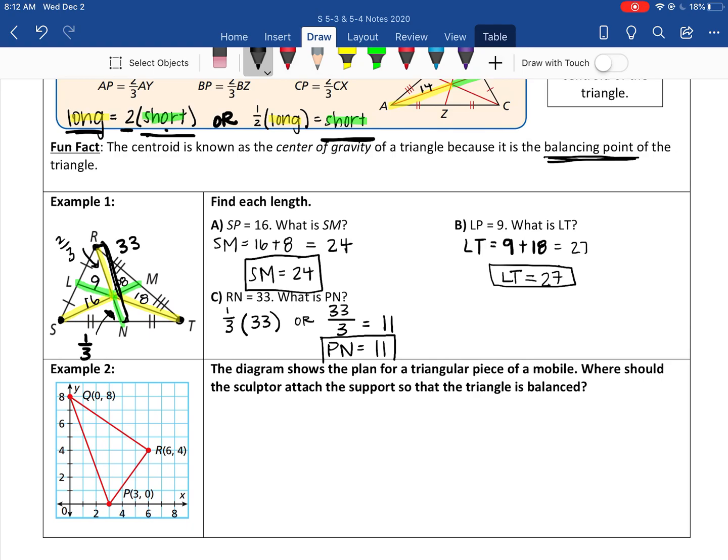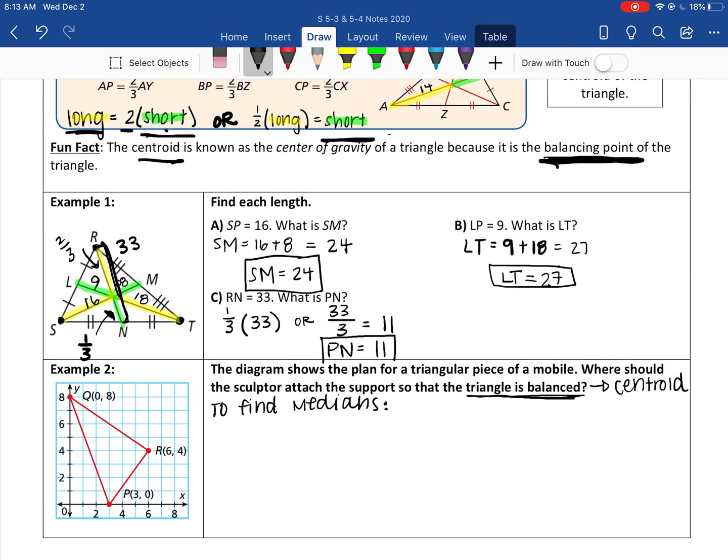Now for this next one, you're going to see us graph medians. So the diagram shows the plane for a triangular piece of mobile. Where should the sculptor attach the support so that the triangle is balanced? Well, remember that when you balance a triangle, it is the centroid. So we want to find the centroid of my triangle. So in order to find my centroid, we have to find the medians.